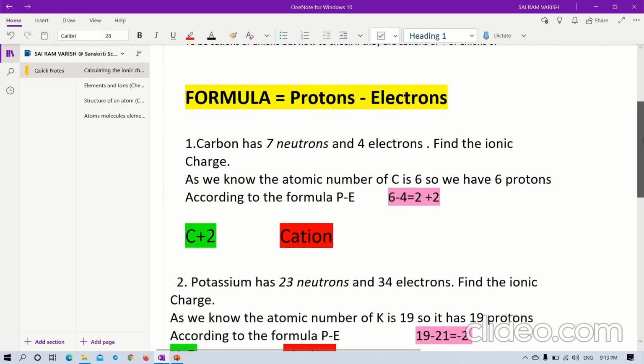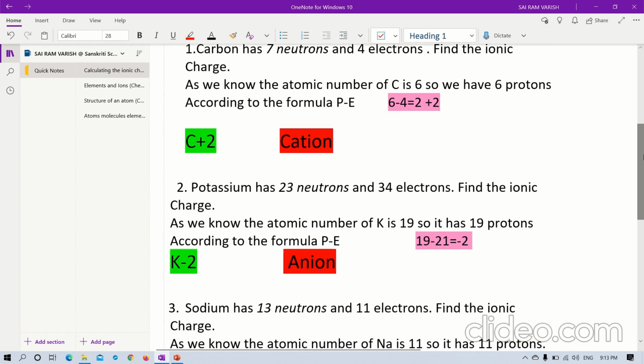Now next, potassium has 23 neutrons and 34 electrons. So it has 19 protons, so 19 minus 34. So here I wrote a mistake. 19 minus 34, and it would give us exactly minus 15. So the charge over here would be K minus 15. So K with an ionic charge of minus 15, and we know it's an anion.